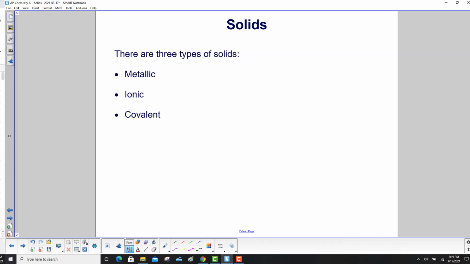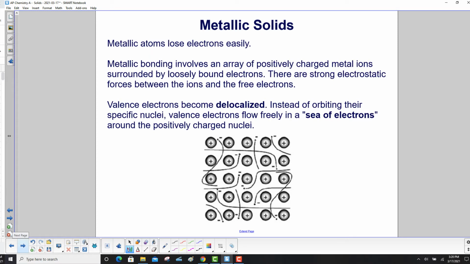There are three types of solids: metallic, ionic, and covalent. Metallic atoms lose electrons easily. They are easily removed. It involves an array of positively charged metal ions, these circles here with the pluses in them, surrounded by loosely bound electrons, and they're represented by the minus signs. There are strong electrostatic forces between the ions and the free electrons.